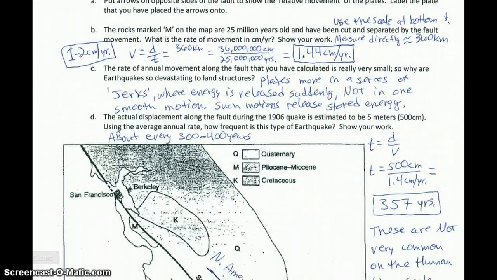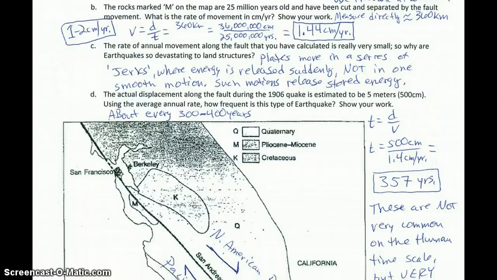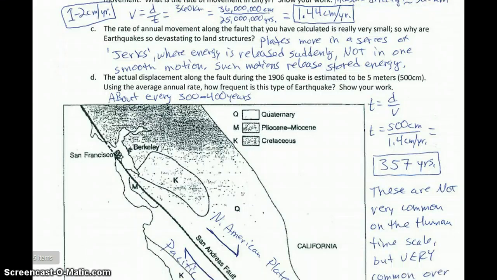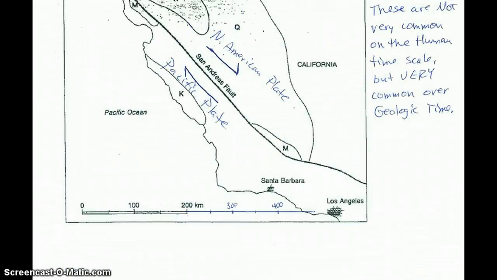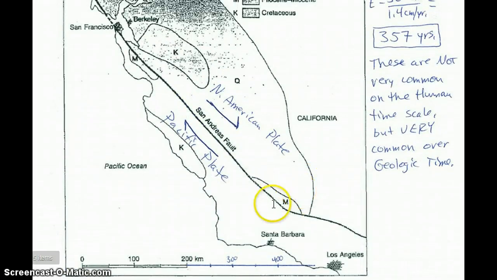So here's where the problems pick up. It says the rocks marked M at the bottom of the map are 25 million years old and have been cut and separated by the fault movement. What is the rate of movement in centimeters per year? So if I measure it directly, I get 360 kilometers, and I just simply measured from letters M. So M is this rock here, coincides with this rock here, and these were once connected, and it's the fault. I know that the Pacific plate's moving this way because M is now up here when it was once down here. So I know that the Pacific plate is moving northwest. I'm simply aligning letters M, which happen to be these type of rocks right here on your handout.